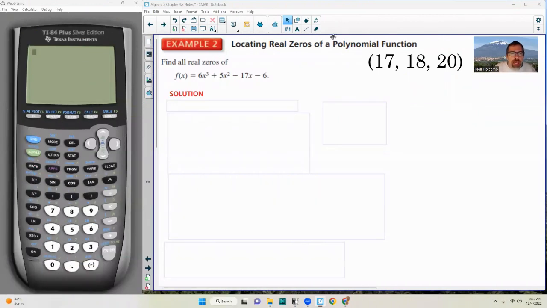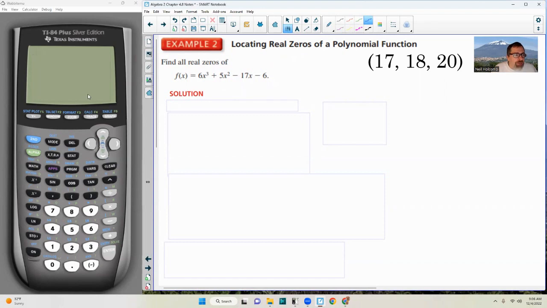Okay, example 2, locating real zeros of a polynomial function. It says to find all real zeros of f of x equals 6x cubed plus 5x squared minus 17x minus 6. In this situation, we're not going to try to factor this. There's no GCF here. We'd have to find factors using the remainder theorem, factors of negative 6 divided by factors of 6, and do synthetic division over and over to break this down and find roots and solutions. In this example, they want us to use a calculator.